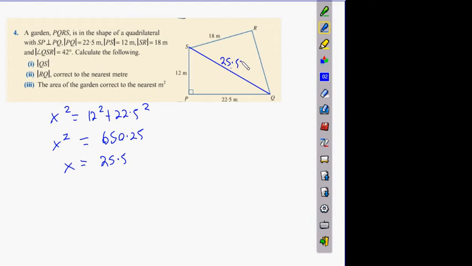Okay? Now what does it say about QSR? QSR is what degrees? 42. So not all the information was put in. Now we can use, I'm going to try the sine rule first. I don't think it will work. Let's see if it does. We want to find out RQ, so let's call this Y.